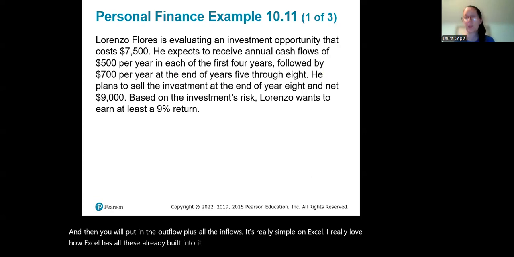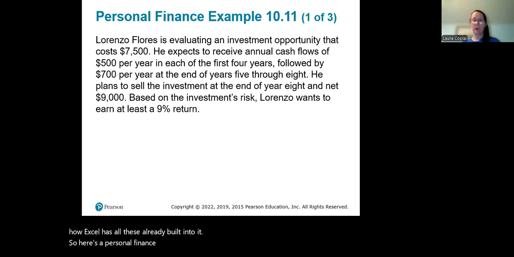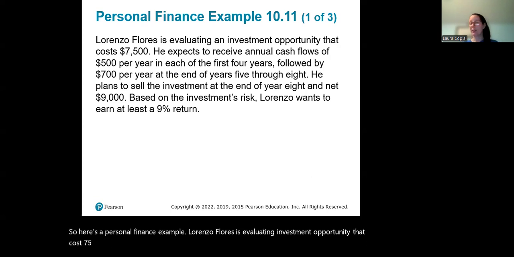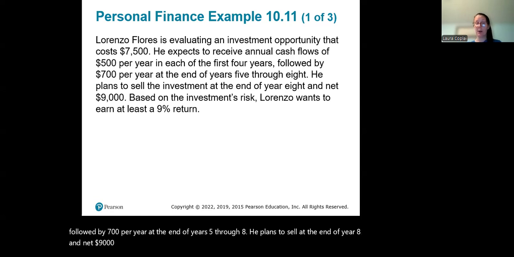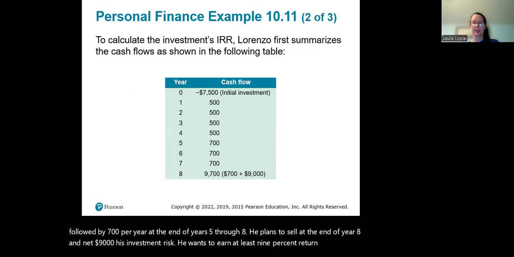So here's a personal finance example. Lorenzo Flores is evaluating an investment opportunity that costs $7,500. He expects to receive annual cash flows of $500 a year for each of the first 4 years, followed by $700 per year at the end of years 5 through 8. He plans to sell at the end of year 8 and net $9,000. His investment risk, he wants to earn at least 9% return. So let's calculate his IRR.